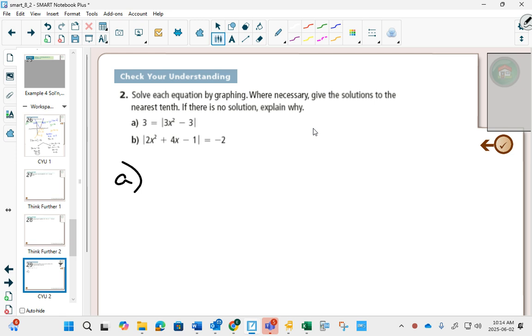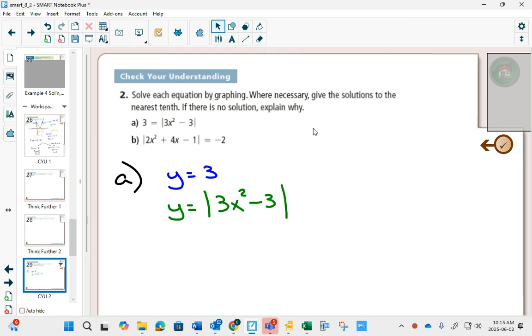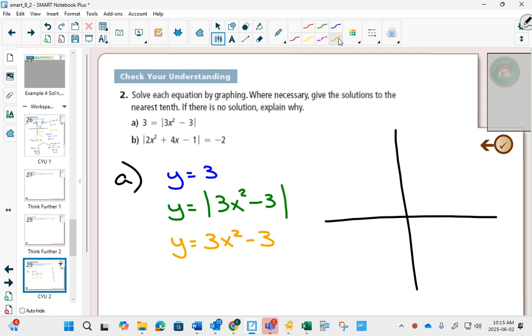So for A, again, I'll color code this. I'm going to do one graph in blue and one graph in green. And in order to do the green graph, I need to be able to graph the inside, which I'll do in orange. So the blue graph is the easiest. Y equals 3 is a horizontal line going through the y value of 3.